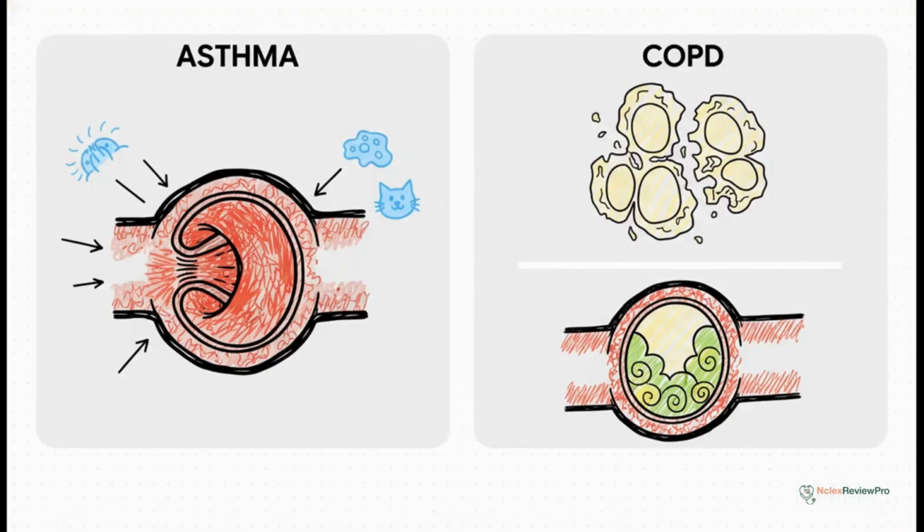Okay, let's really break this down. For asthma, you've basically got these super sensitive, hyper-responsive airways. They just overreact to everything. It's like they have zero chill. Now, with COPD, it's usually a double whammy. You've got emphysema, which is just tearing down the walls of the tiny air sacs, and you've got chronic bronchitis, which means the airways are just constantly inflamed and full of gunk.